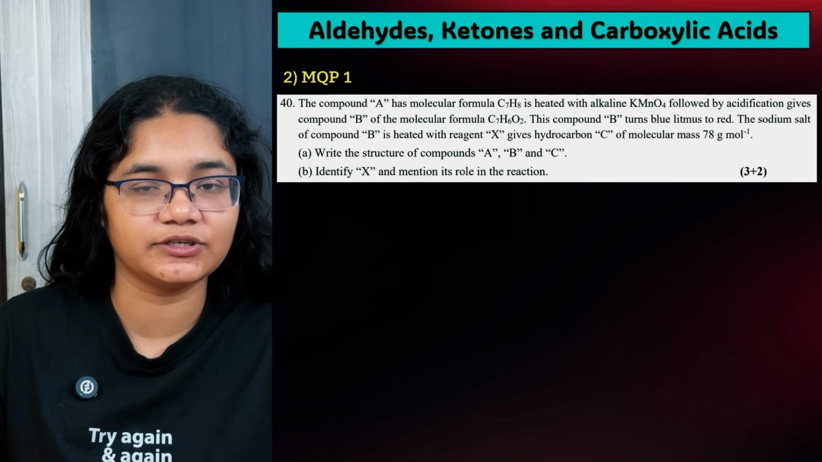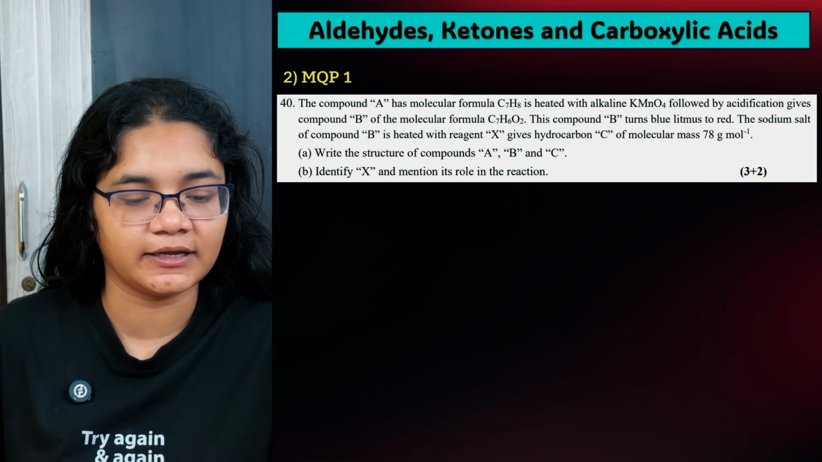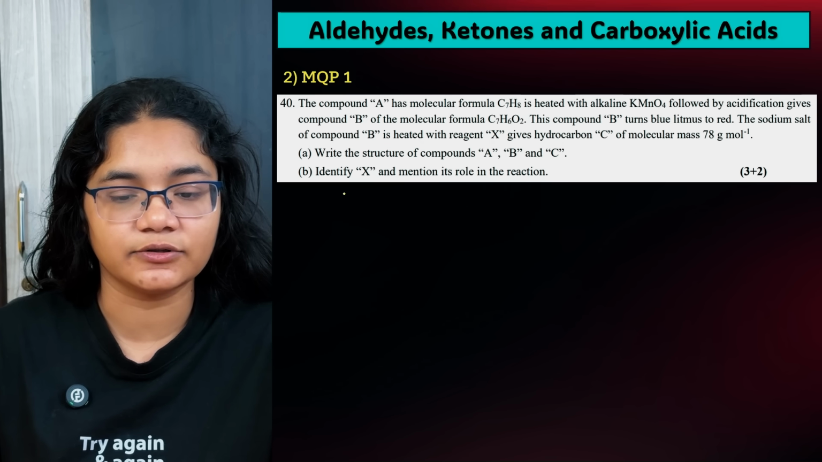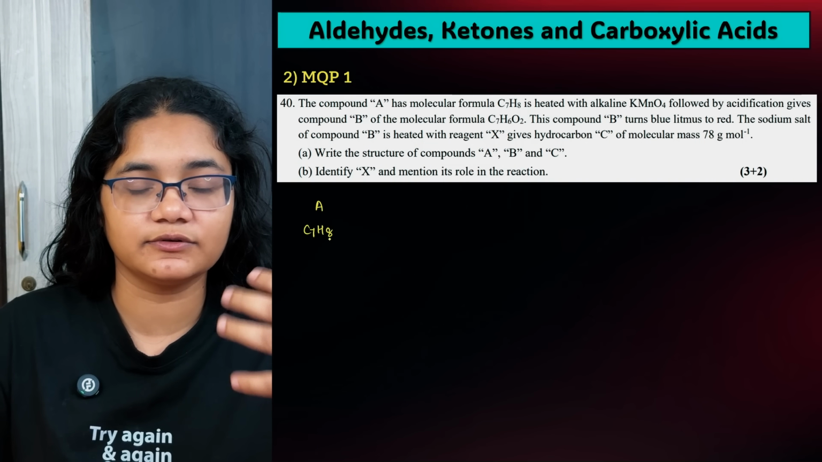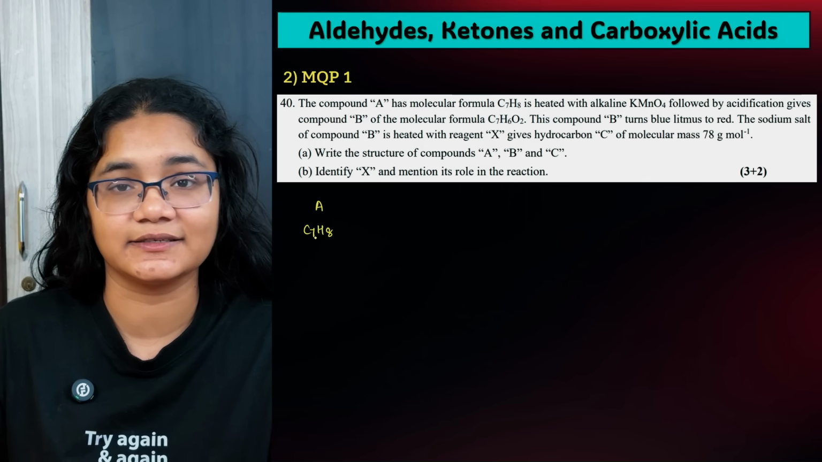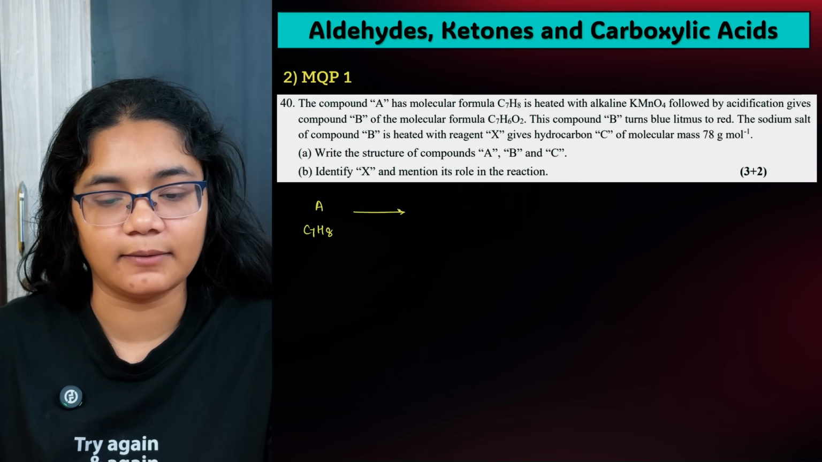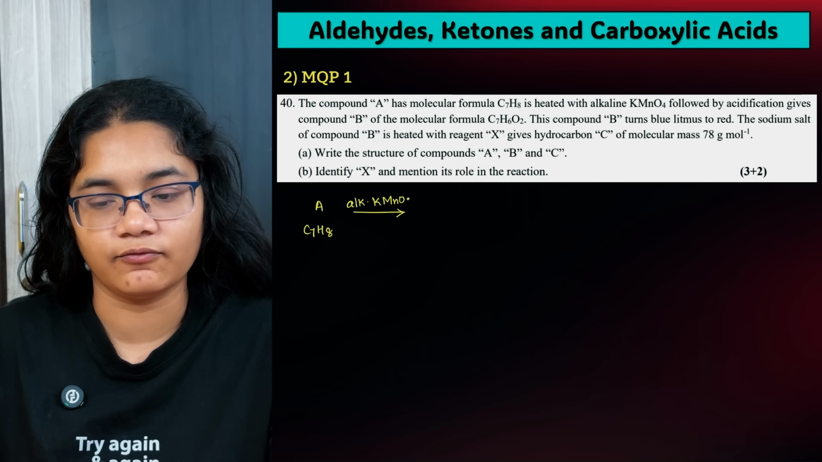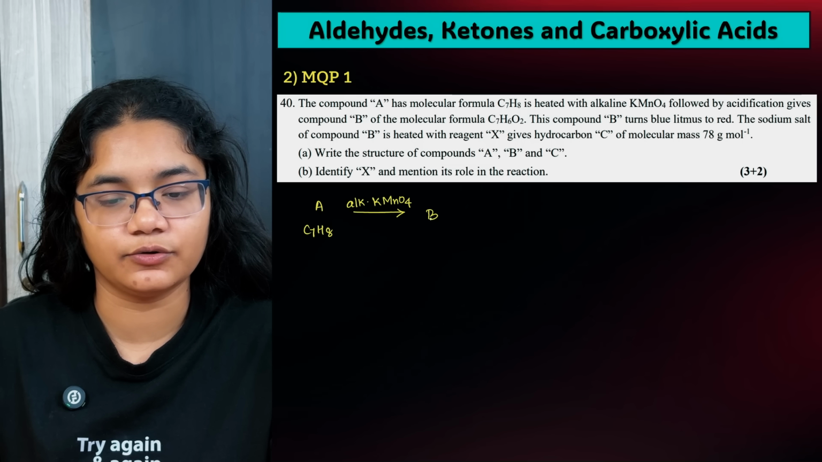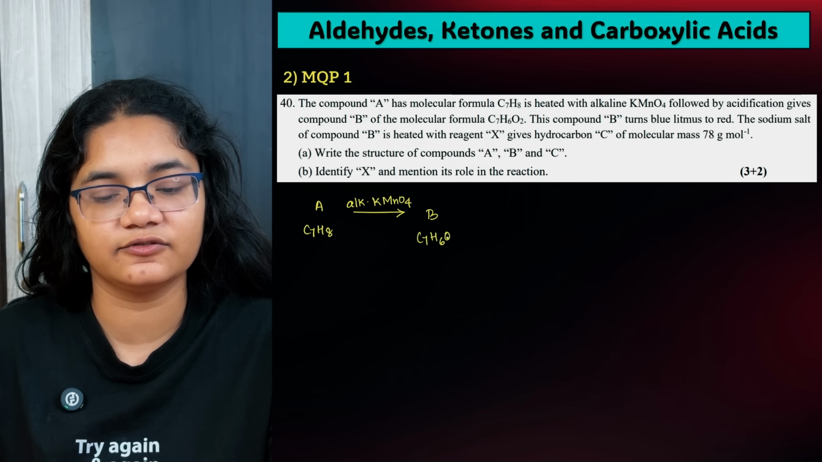Now from this chapter you will get 2 questions. Model question paper 1, second question from this chapter is a word problem based question. There is a compound A with molecular formula C7H8. Whenever you see the number of carbons is more than 6, there is a high probability that it is benzene-based, okay, and it is heated with alkaline KMnO4 followed by acidification to give compound B of the molecular formula C7H6O2.